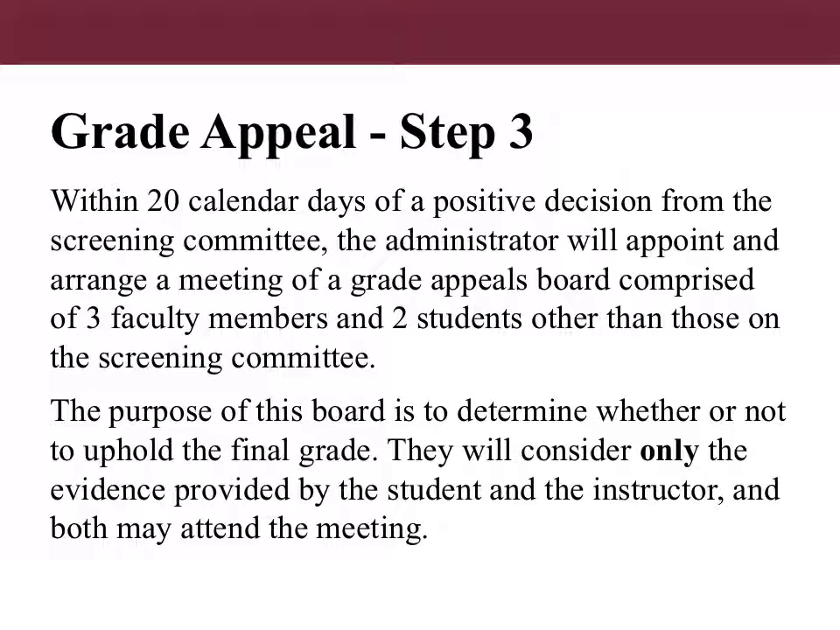Within 20 calendar days of a positive decision from the screening committee, the administrator will appoint and arrange a meeting of a grade appeals board comprised of 3 faculty members and 2 students other than those on the screening committee. The purpose of this board is to determine whether or not to uphold the final grade. They will consider only the evidence provided by the student and the instructor, and both may attend the meeting.